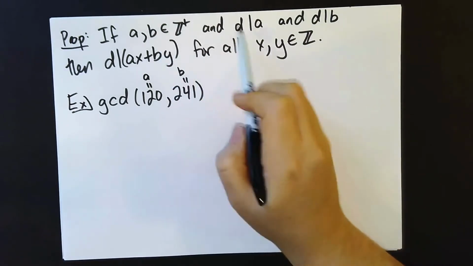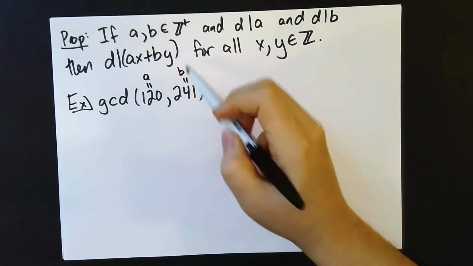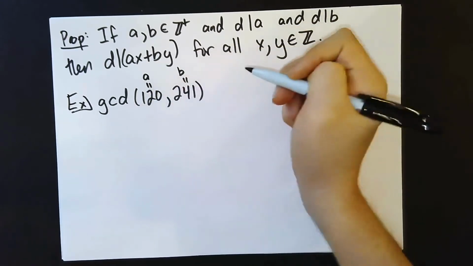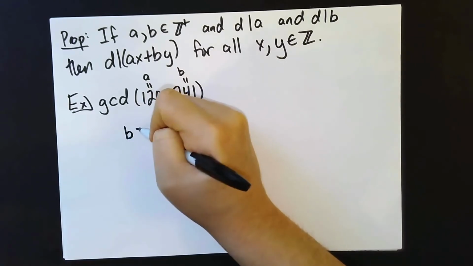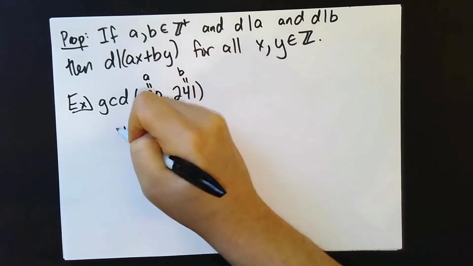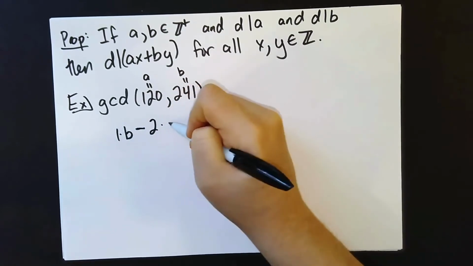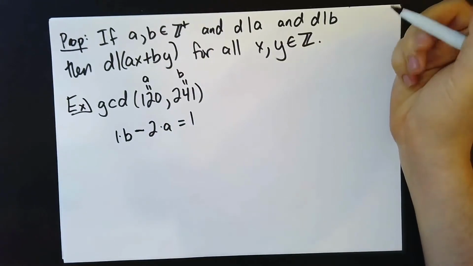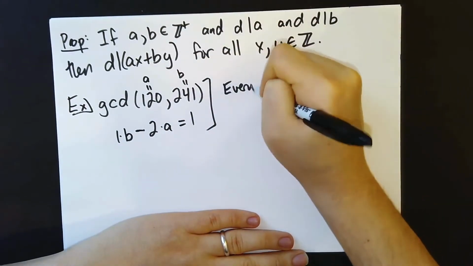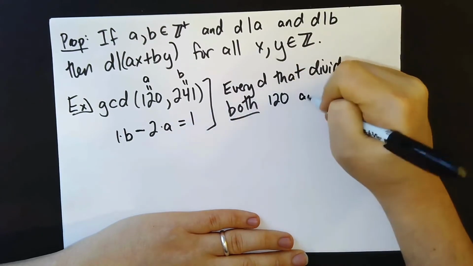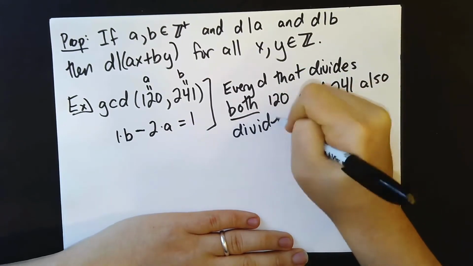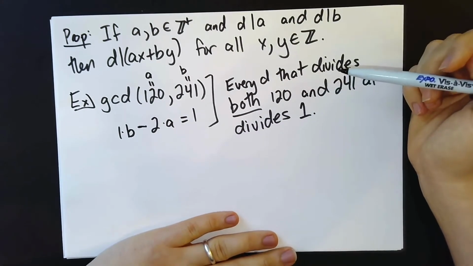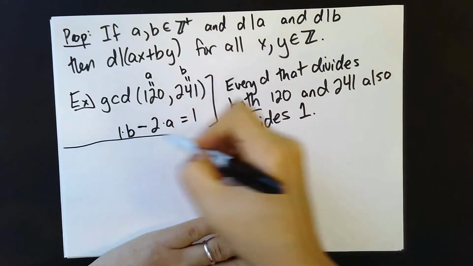Well, what this proposition says is if I multiply these things and add or subtract them, it's still going to be divisible by that. So what I'm going to say is the greatest common divisor definitely divides b, which is just 1 times b, minus 2 times a. But that is just 1. And so what we're saying here, just to be clear, is anything that divides both 120 and 241 divides 1. And so once we know the GCD has to divide 1, well, then the GCD just is 1.